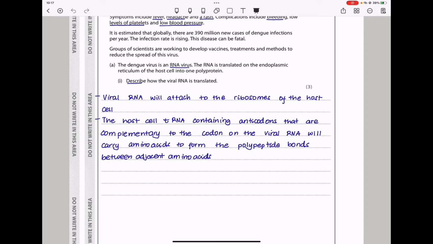Describe how viral RNA is translated. So of course, because we have the endoplasmic reticulum, around here we will have the ribosomes. So this RNA is going to be attached onto the ribosome, and then translation will occur.